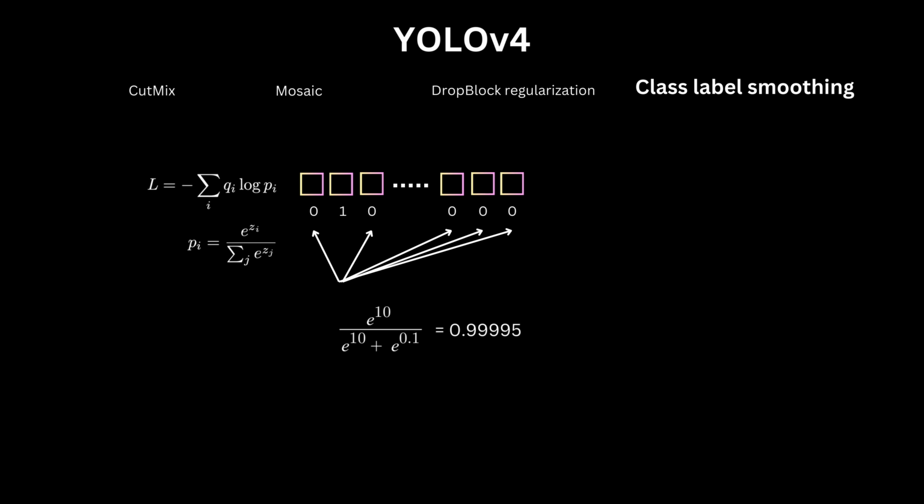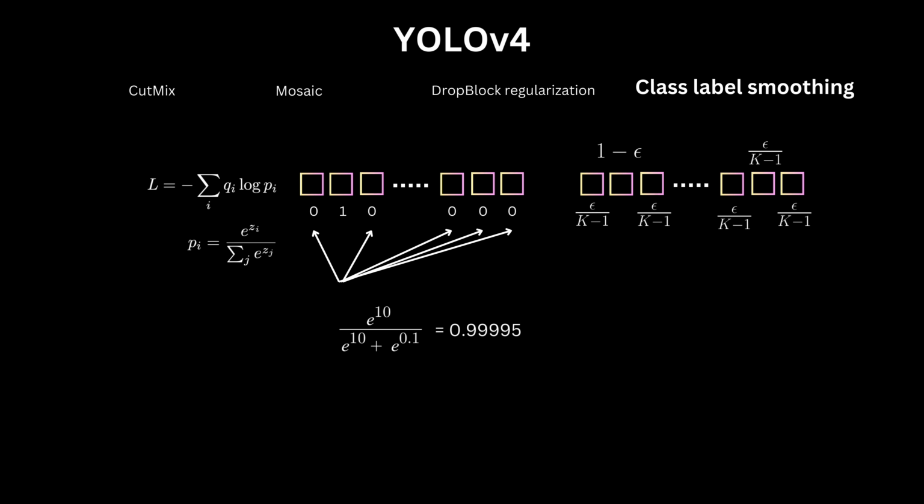To avoid this, we instead reduce the ground truth class label for the correct class by a small value and increase the ground truth labels of incorrect class by a small value. This constrains the largest logit to not become much greater than the remaining logits, acting as a regularization technique.